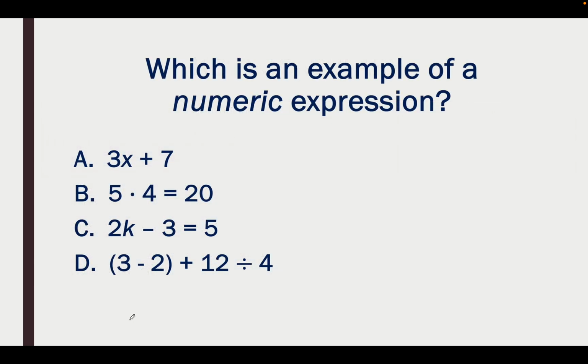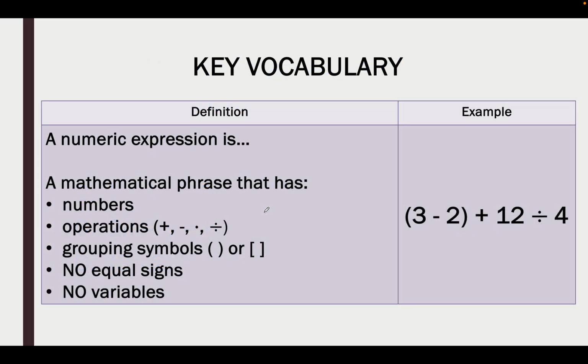If you chose letter D, that is correct. A numeric expression is a mathematical phrase that includes numbers, operations like addition, subtraction, multiplication, division, as well as exponents, grouping symbols like parentheses or brackets, and it does not include equal signs or variables. An example of a numeric expression is the quantity of 3 minus 2 plus 12 divided by 4.